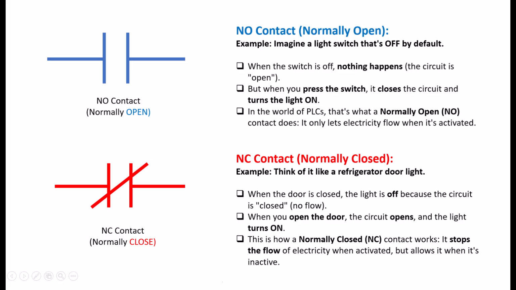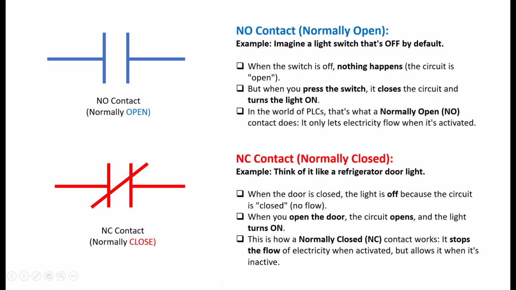Now let's shift to the normally closed, or NC, contact. This one works the opposite way. Imagine you're standing in front of a refrigerator. You know how the light stays off when the door is closed? That's because the circuit is open, meaning no electricity is flowing to the light. But the moment you open the door, the circuit closes, allowing electricity to flow, and the light inside the fridge turns on. In PLCs, normally closed contacts behave in a similar way.